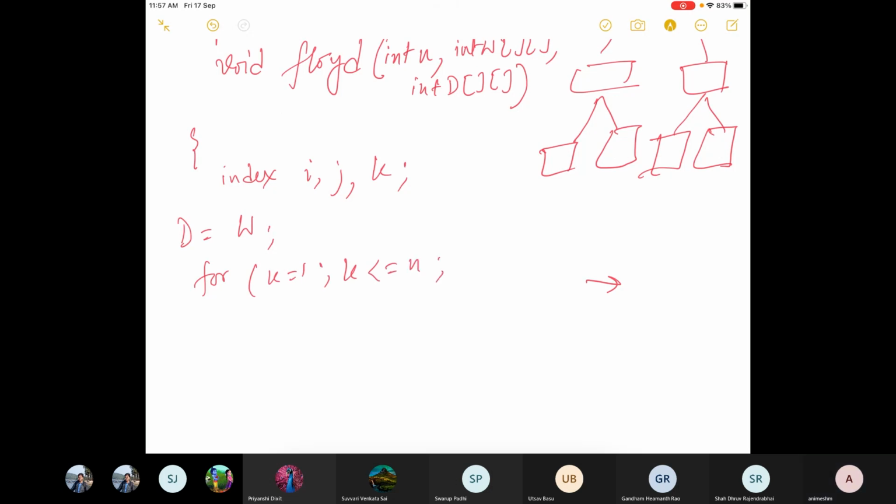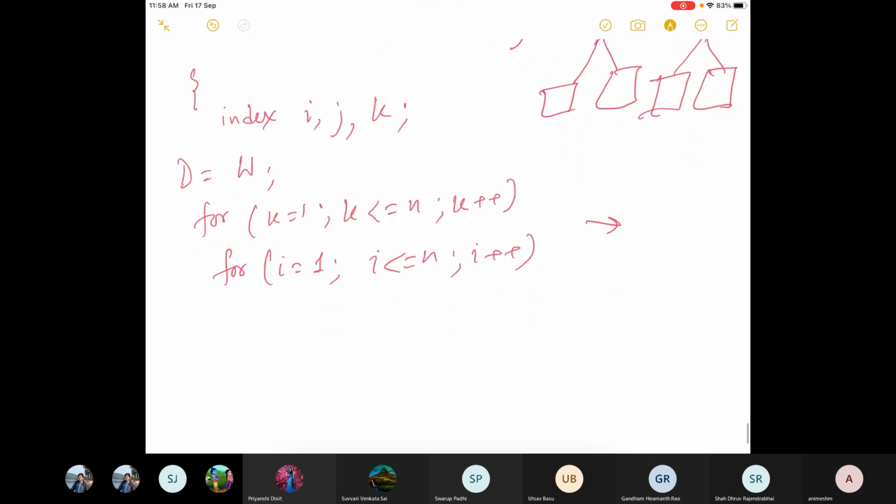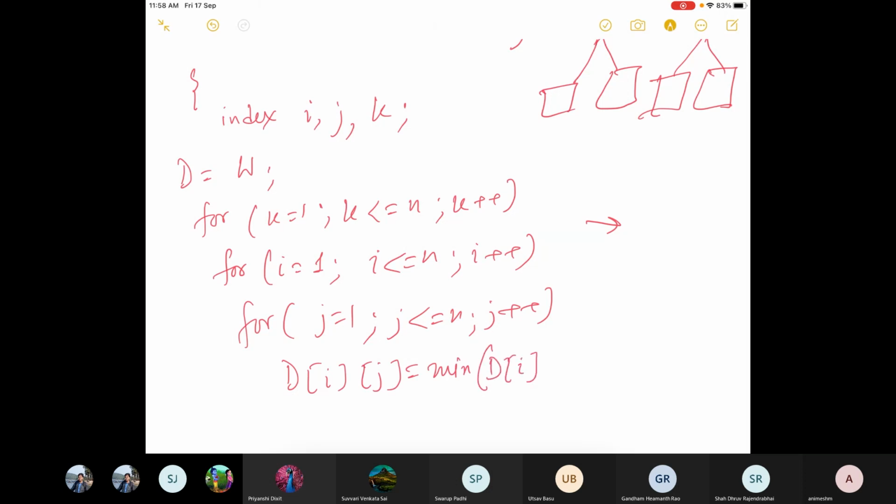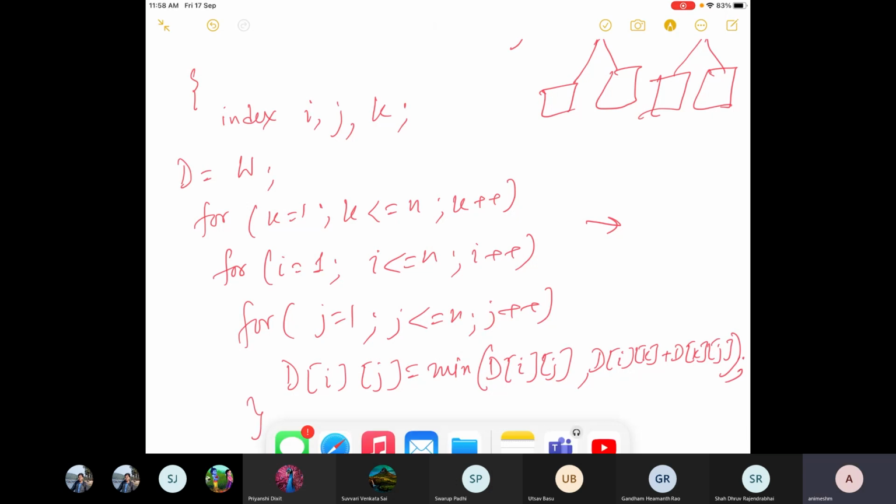See, so much toiling for such a simple code. Done.